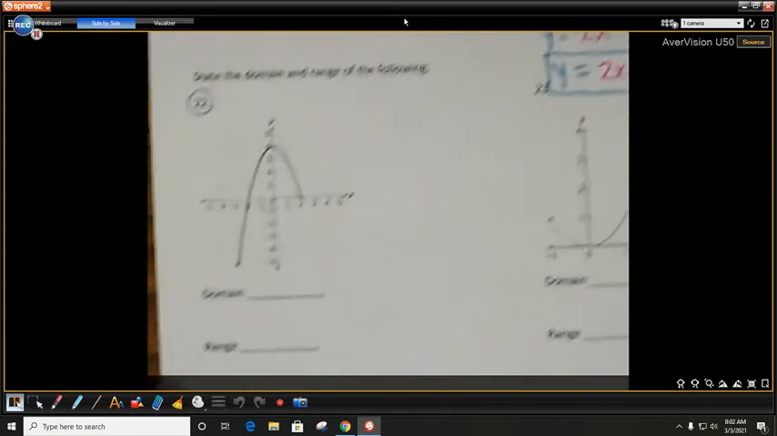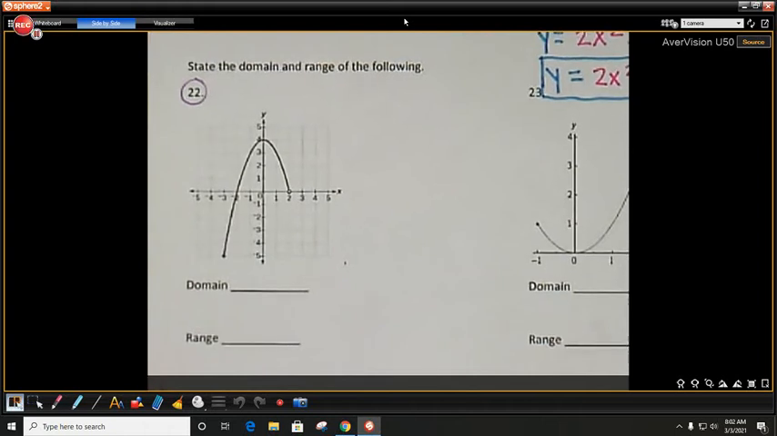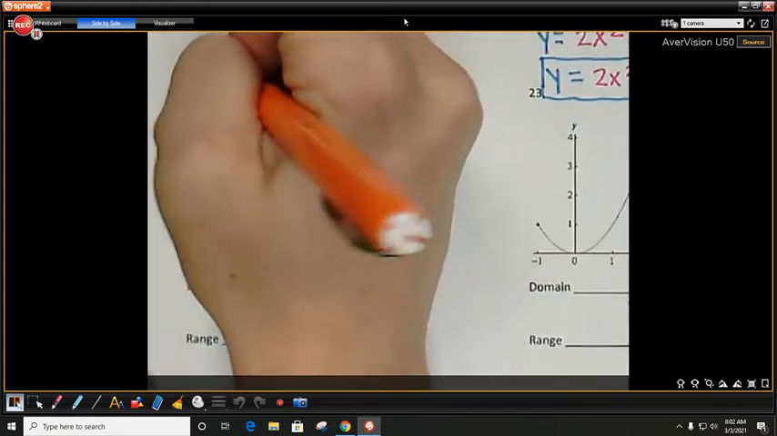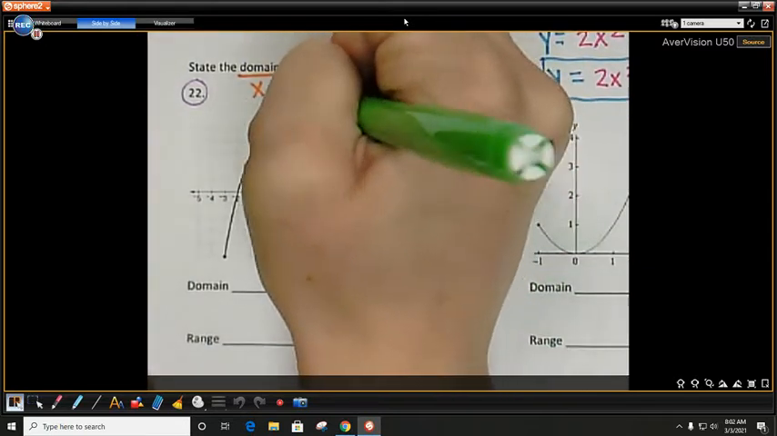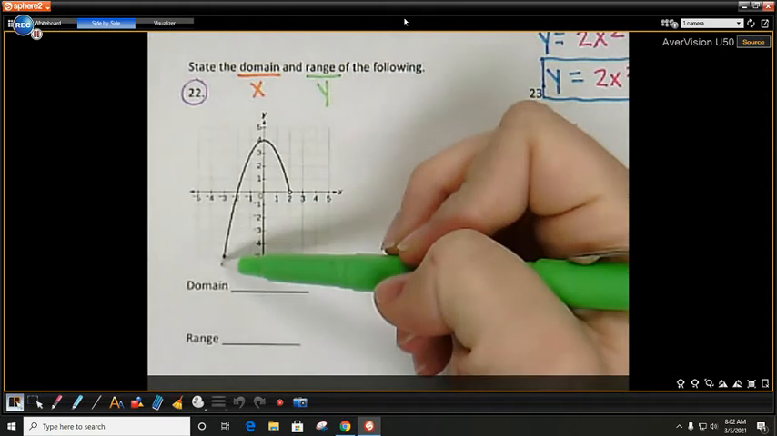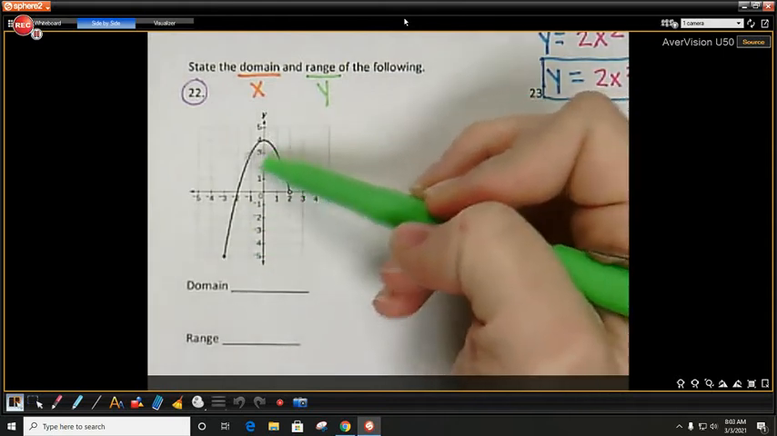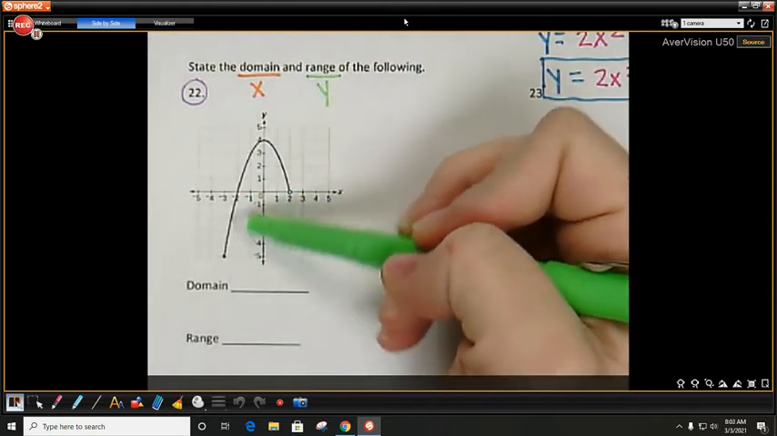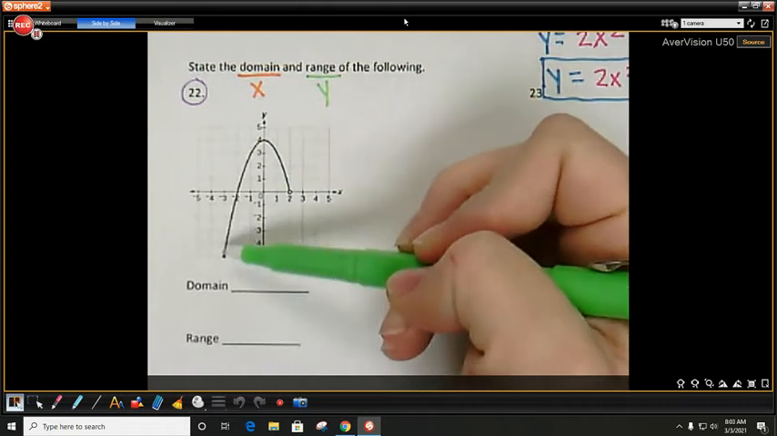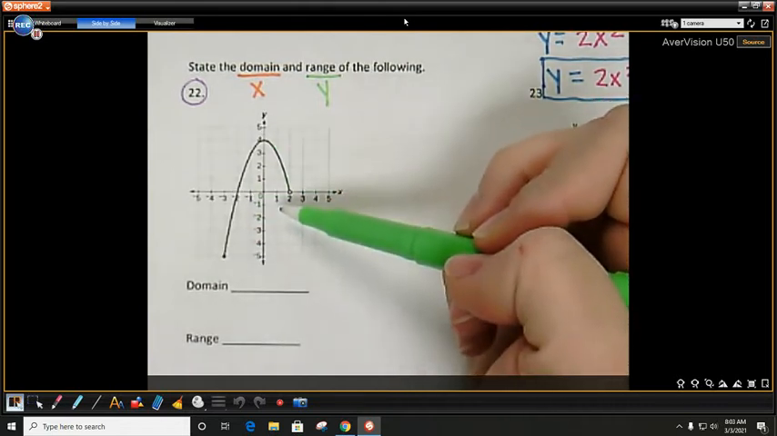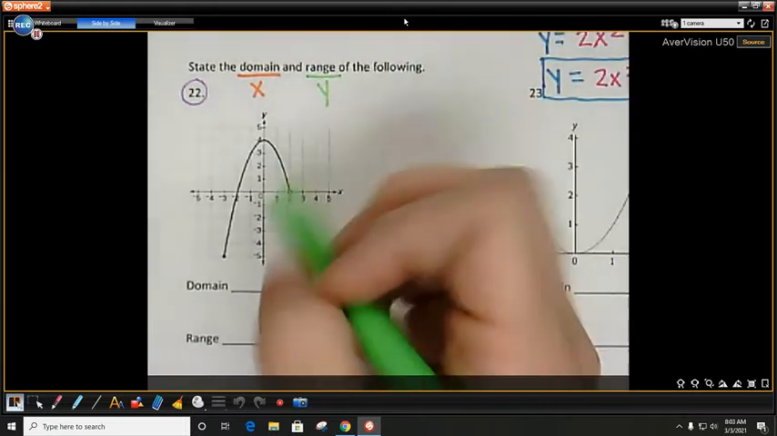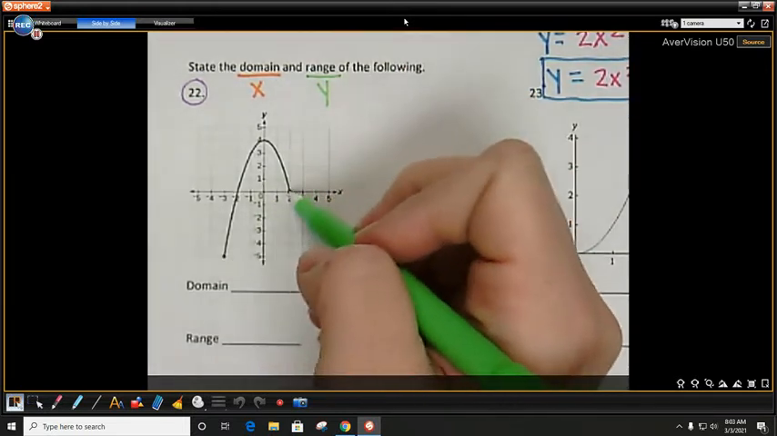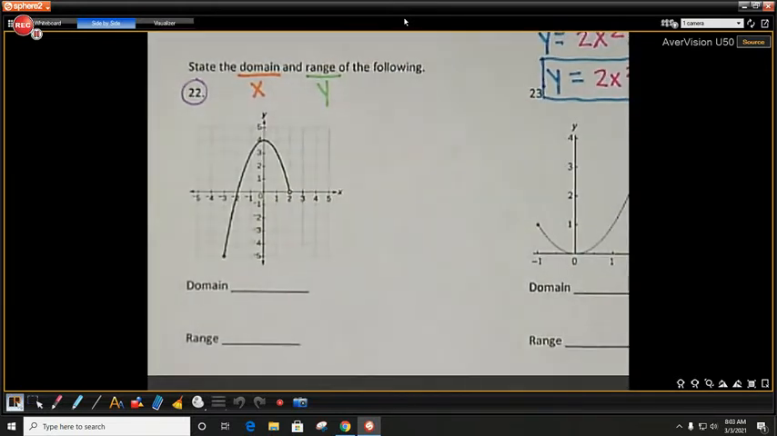Okay. The next, it says state the domain and the range. Remember, domain is x, range is y. So looking at this picture, I know that this is a quadratic because it's making that U-shaped curve that we call a parabola. So I know this is a quadratic. Normally for quadratics, my domain is all real numbers, but see how we have endpoints here. So that means my domain isn't going to be all real numbers.